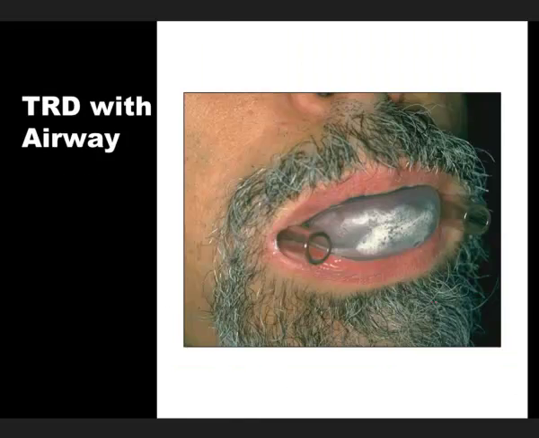Now here's one. This is a variation. It happens to have some little airway tubes attached to it right here, because if we have a patient who, say, can't breathe through their nose very well, and we give them a tongue retaining device, well, that opens up the oropharynx, but it also seals the mouth up.